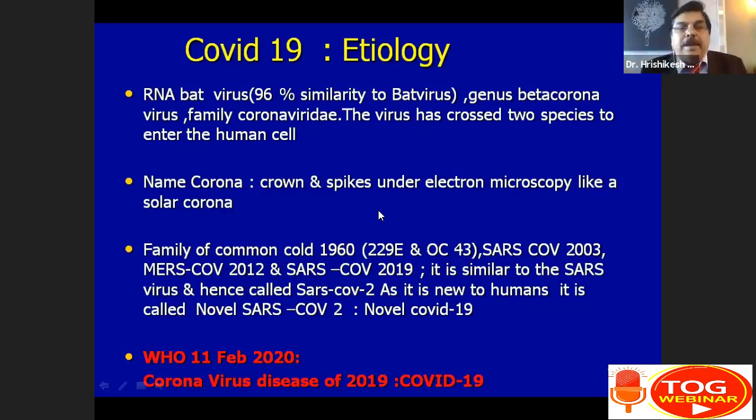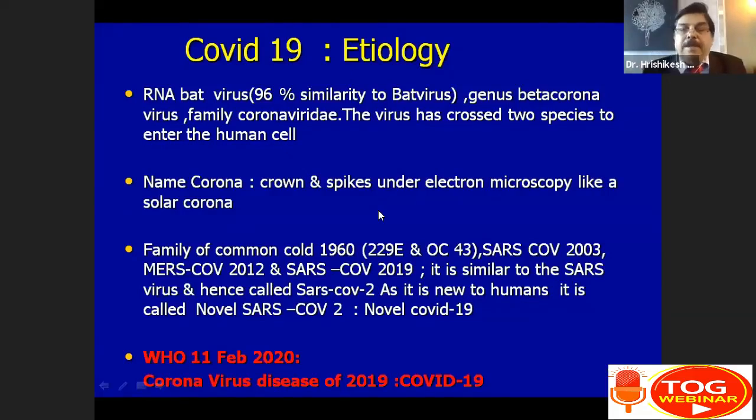The name corona comes from the crown. If you look under the electron microscope, this virus is like a sun. It has got a circular shape and there are spikes, and that's why it's known as coronavirus. There's a lot of family of coronaviruses which we have. The commonest is the common cold that was discovered in 1960. It is called 229E and OC43.